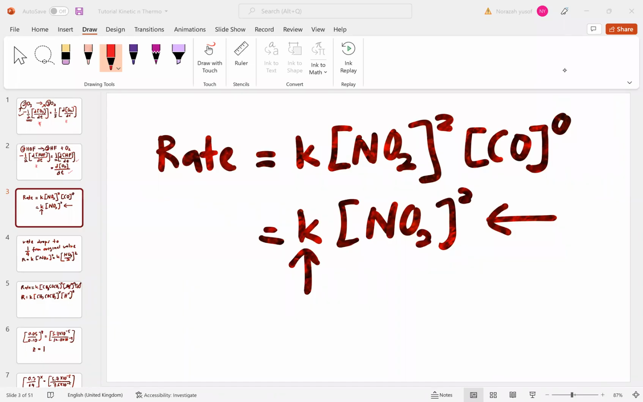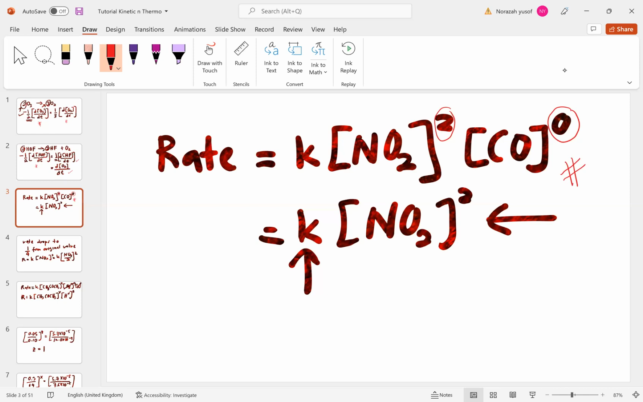So let's look at number 2. So now we know that this is the rate, the rate law expression, okay? Because we know that the order of reaction for NO2 is second order, so you can see it is second order, whereas the order of reaction for CO is 0, okay? Write down the rate expression for the reaction.